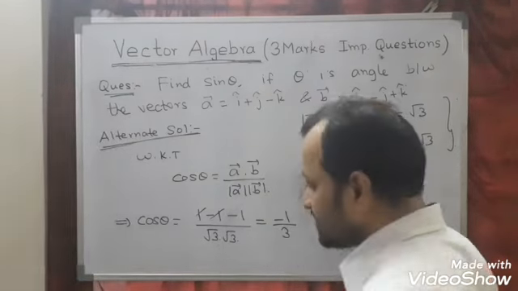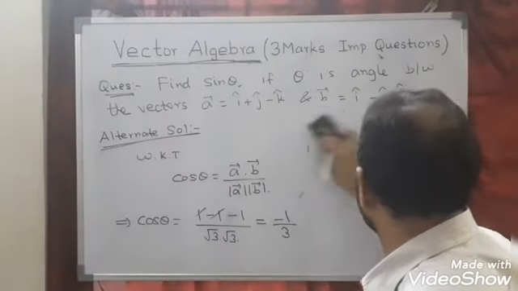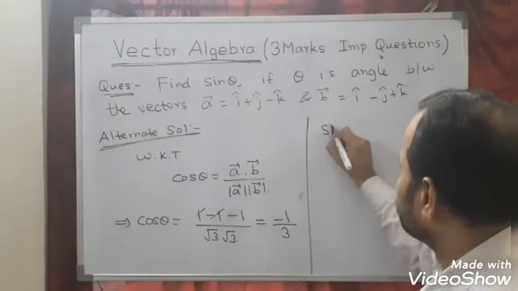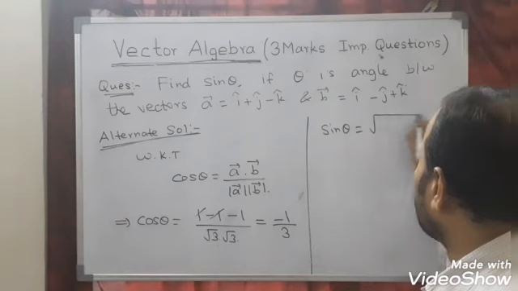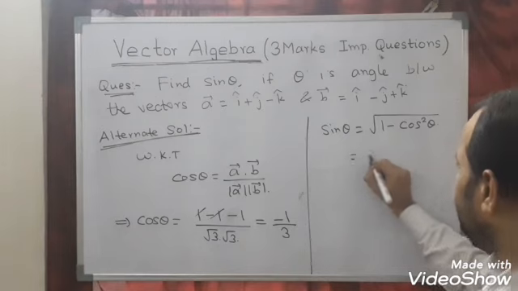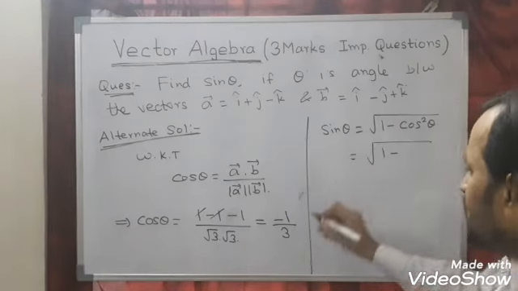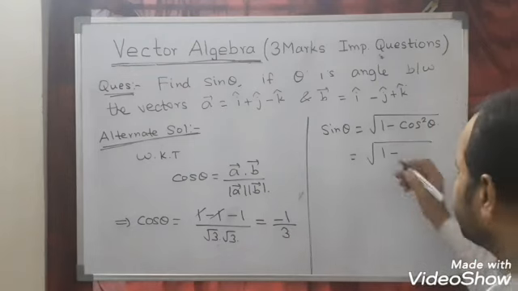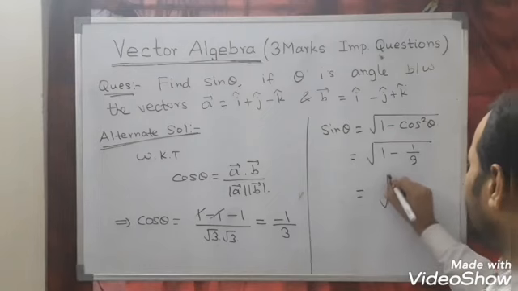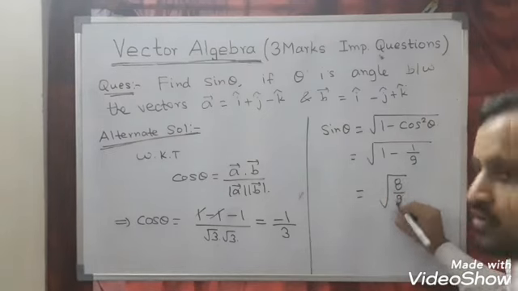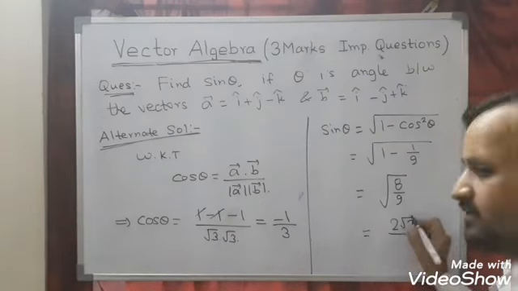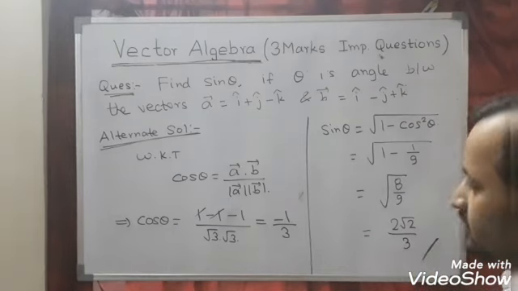So tell me, what is the relation between cos and sin? So here sin theta can be written as square root of 1 minus cos square theta. So put the value: square root of 1 minus cos square theta, so minus 1 by 3 whole square, so it is 1 by 9. So take LCM, you will get root 8 divided by 9. Root 8 we can write as 2 root 2 and root 9 we can write as 3.